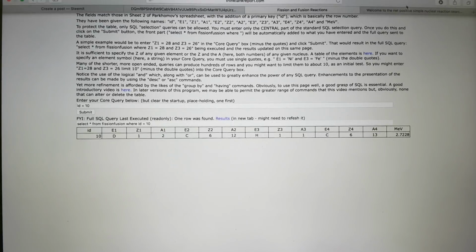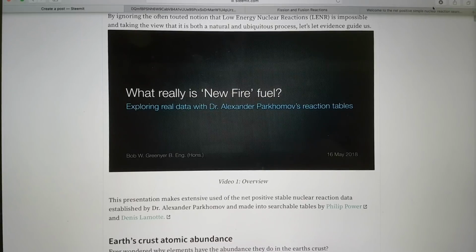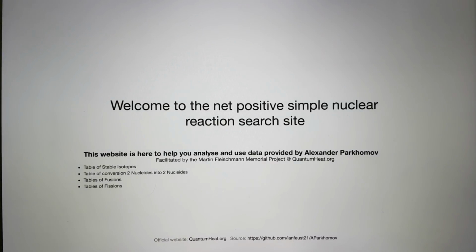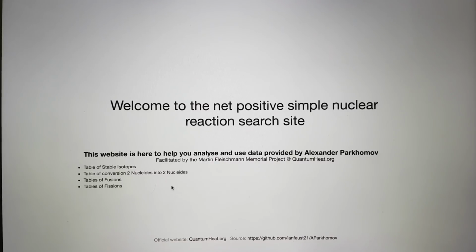We did a presentation with this, and another guy from Europe called Denis Lamote has produced this site, which we are hosting on fuzfis.org. And this doesn't just do the 2-to-2 nuclide reaction tables, it also does the fusions and the fissions. So we have the 2-to-2, the fusions and the fissions, and it also shows the stable isotopes.